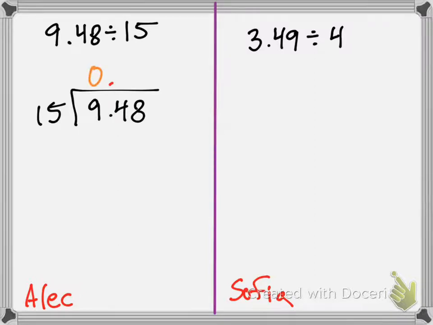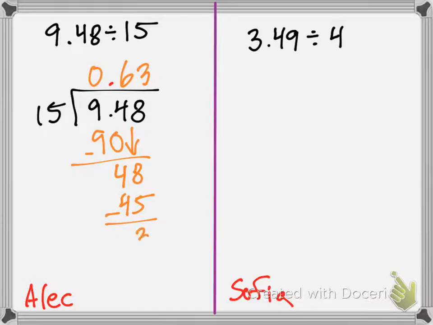So it goes in 6 times. Yes, 15 times 6 is 90. We subtract, we get 4. We bring down our 8. How many times does it go into 48? 3 times. We get 45. We subtract, we get 3.